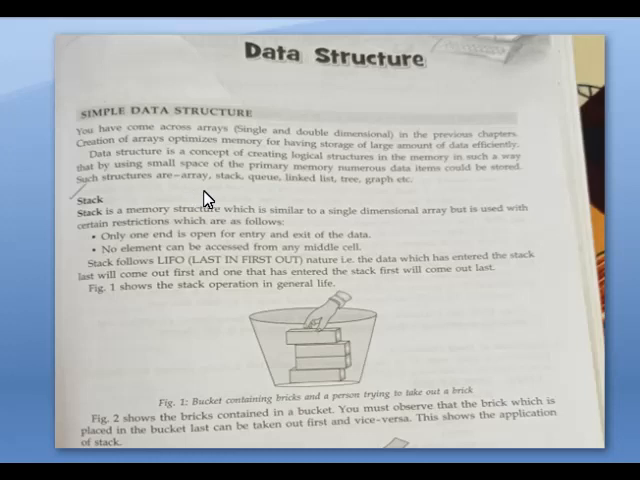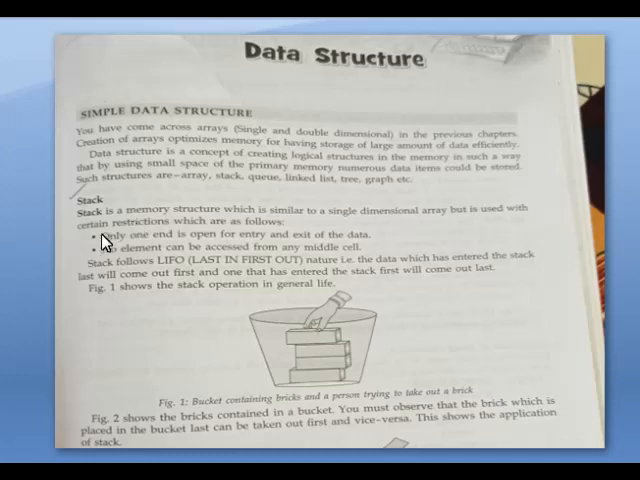Okay. So data structure is a concept of creating logical structures in the memory in such a way that by using small space of the primary memory, numerous data items could be stored. Such structures are array, stack, queue, linked list, tree, graph, etc. Okay. So first of all, we are going to see what is called as a stack.